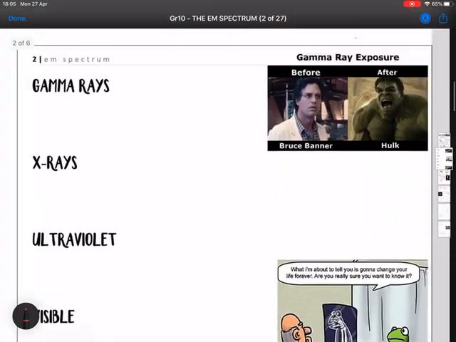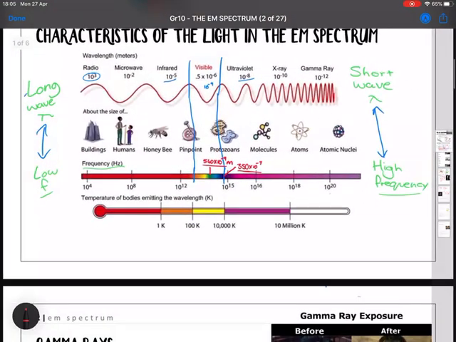Now have a look on your spectrum. The higher frequency tends to be on the right hand side. So if you've got a higher frequency, then you will have higher energy. So gamma rays are more dangerous than microwaves. Here's gamma waves, here's microwaves. Gamma waves are high frequency, whereas microwaves are lower frequency, longer wavelength, lower frequency, as opposed to gamma rays that have got shorter wavelength but higher frequency.